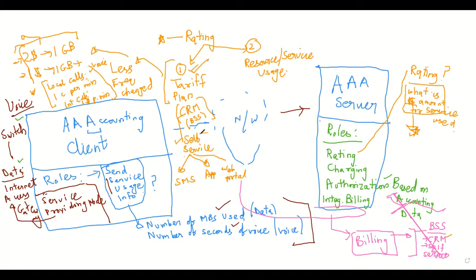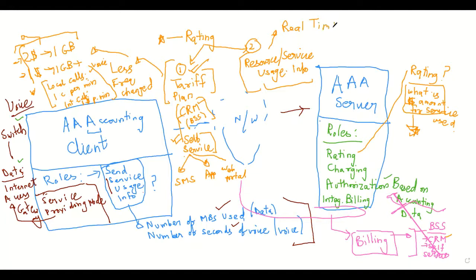But it's self-service. The point is that the tariff information comes from CRM or self-service, and it does not change as often as the resource and service usage info. Now this is dynamic, and this changes in real time.